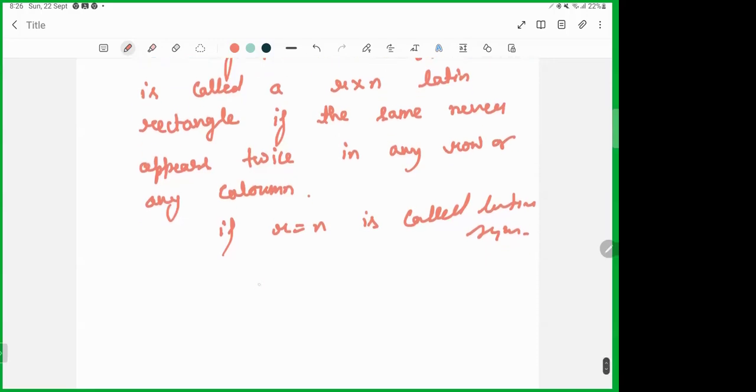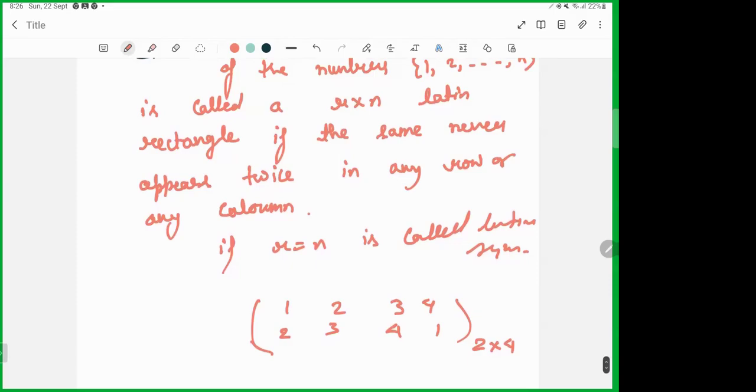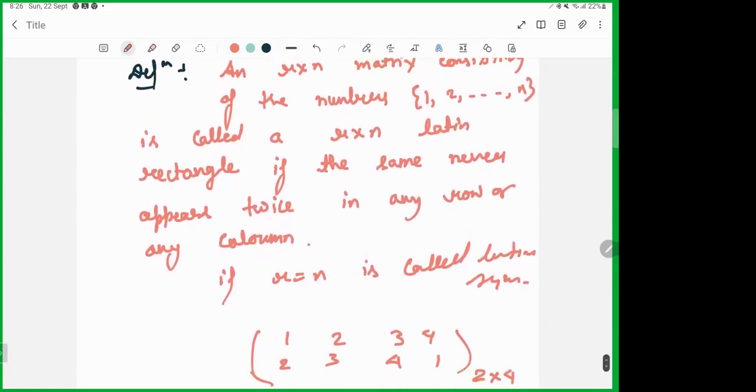So an example is something like this. Suppose you are working with 4 entries, 1, 2, 3, 4, then 2, 3, 4, 1. This is a 2 cross 4 matrix, and this is a Latin rectangle. You can see 1, 2, 3, 4 and 2, 3, 4, 1. This is an example of an r cross n Latin rectangle.